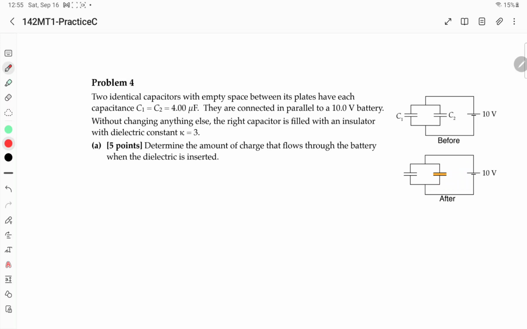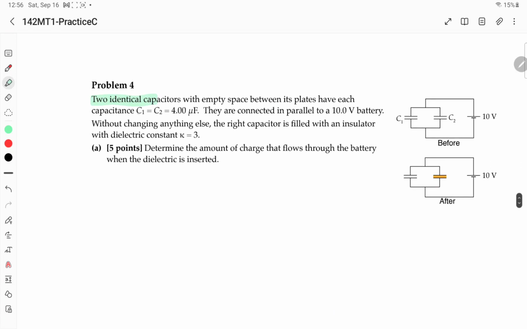So again, let's practice some good testing techniques and underline some keywords we see when we read the problem. So this says, hey, you have 2 identical capacitors, empty space between them with the same capacitance. They are connected in parallel to a battery. Without changing anything else, the right capacitor is filled with an insulator with a constant of this.